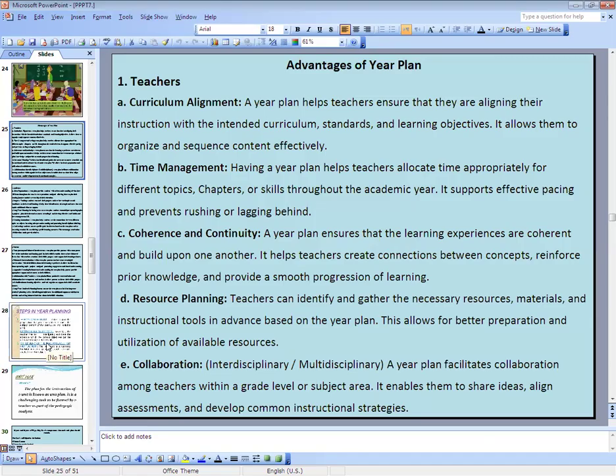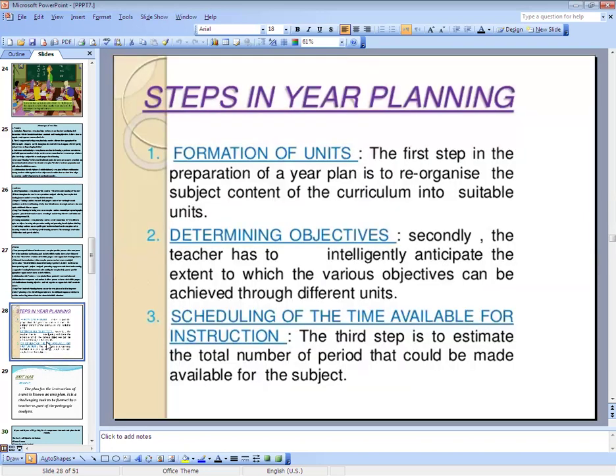Even the year plan will help the teachers to allocate the time appropriately for the different topics or the units, here we call it as. And there will be coherence and continuity also. Year plan will help the teachers to organize the learning experiences, and it helps the teachers to create connection between the concepts with the existing knowledge, with the previous knowledge, and they can progress in the learning.